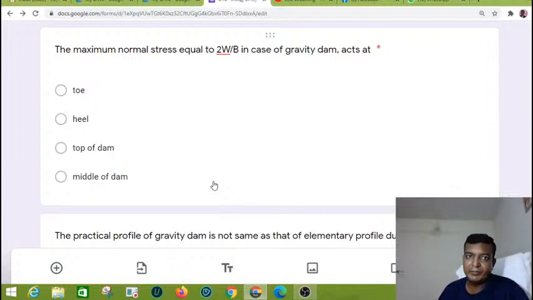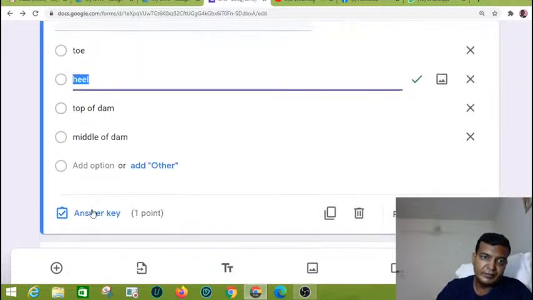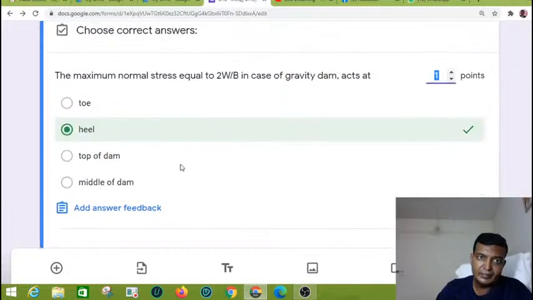the maximum normal stress equal to 2W by B in case of gravity dam acts at maximum normal stress, where it acts at heel it was 0, so it must be at the toe, so yeah, it is at heel.